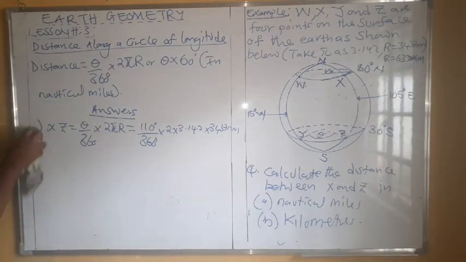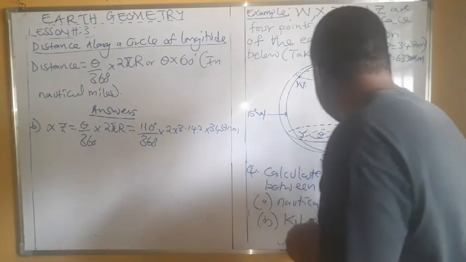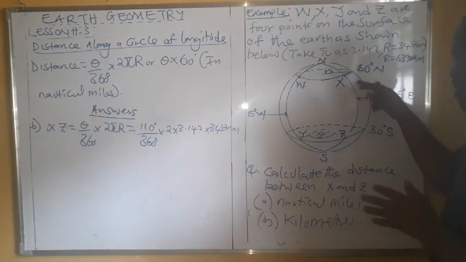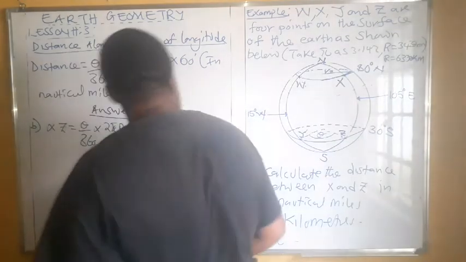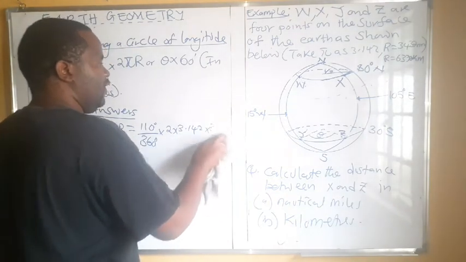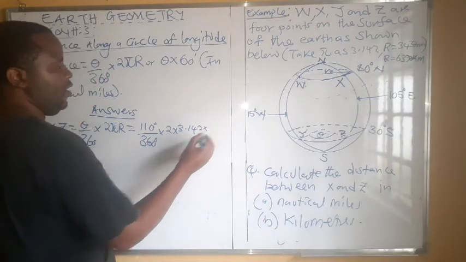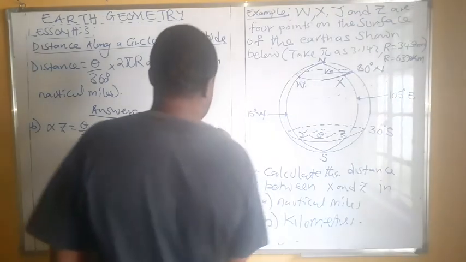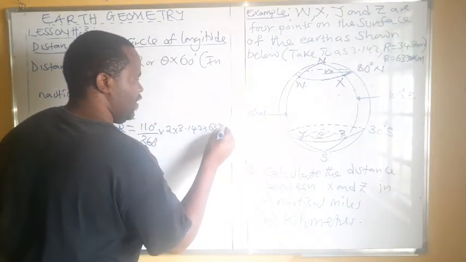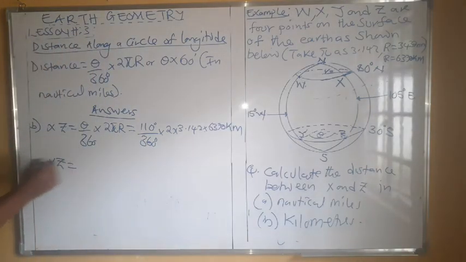For B now, for us to find the distance that exists between X and Z in kilometers, the approach is the same. The only difference is the radius. So instead of this, we are going to put now the radius that is in kilometers. What is this radius? It is 6370 kilometers. So whatever answer you're going to get will be in kilometers.